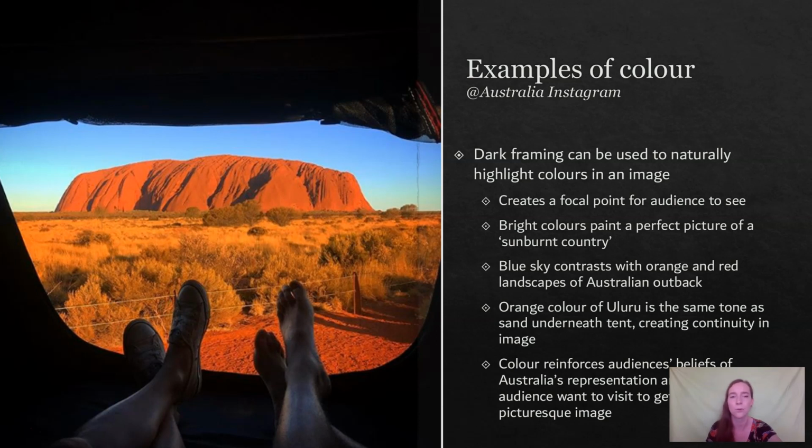The bright colours of Uluru paint a perfect picture of a sunburnt country which represents Australia. The blue sky contrasts with orange and red landscapes of the Australian outback, and the orange colour of Uluru is the same tone as the sand underneath the tent, creating the continuity of the image. Colour reinforces the audience's beliefs of Australia's representation and makes the audience want to visit and take their own picturesque image. Now, there are some key words I've used in this, particularly contrasting and tone. They are words that we associate with colour and are great for explaining these ideas.